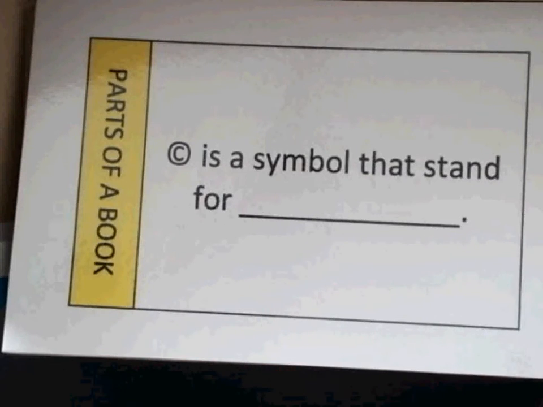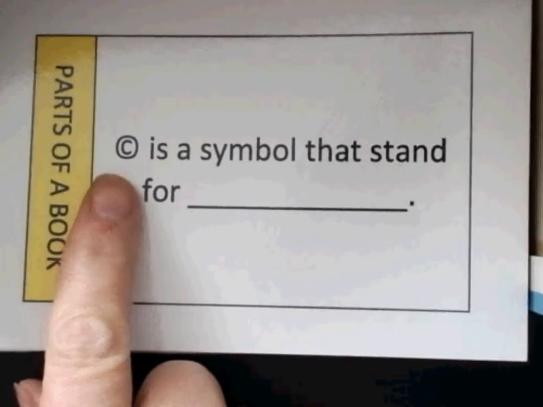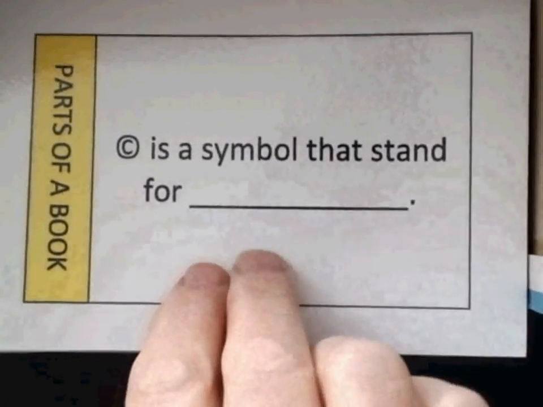A C inside of a circle is a symbol that stands for copyright. That symbol looks like that. C inside of a circle stands for copyright.